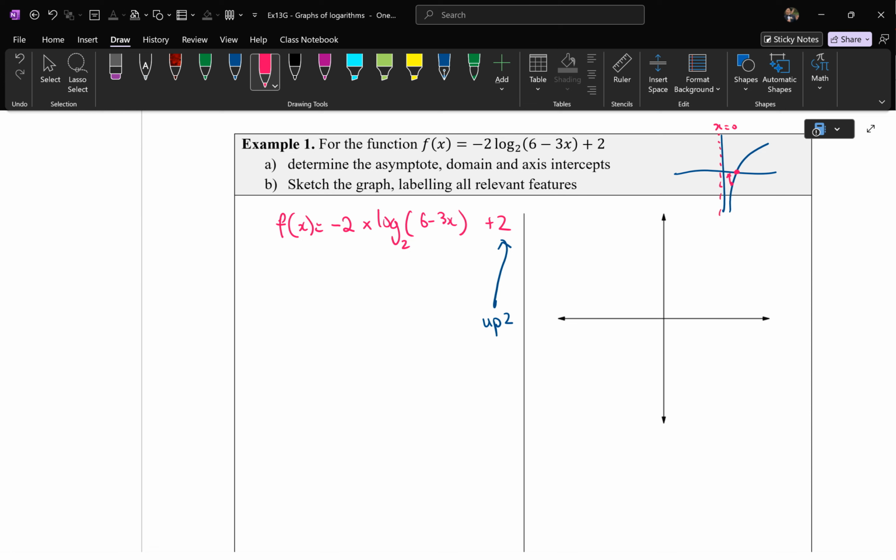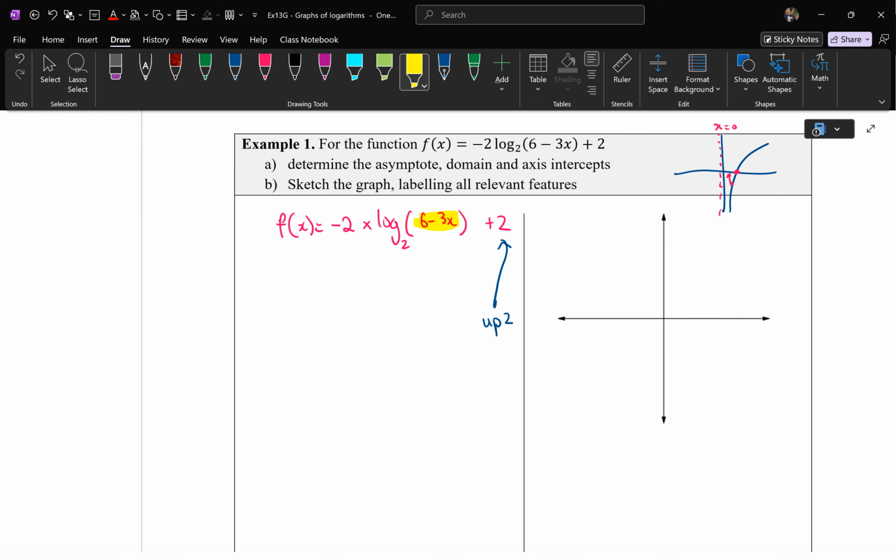So the asymptote is still currently x equals 0. And if I shift the graph up, then whatever's on the bottom will touch the x-axis. So the x-intercept will change. It means you have to calculate it later. Okay? Next one. So we got up by 2. Good. Let's look at the brackets.